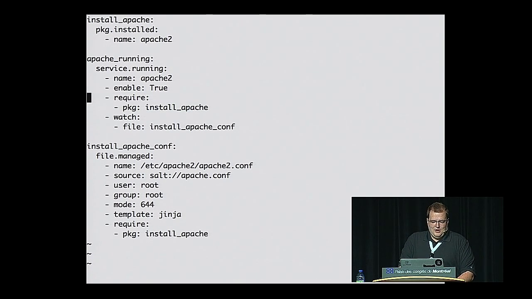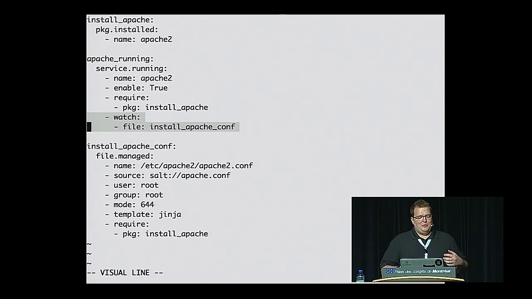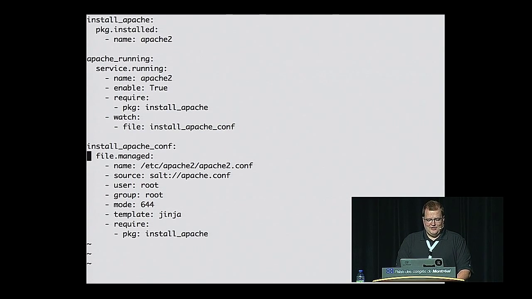And then this watch is a special requisite that I'm not going to talk about in too much detail, but the way it's used here means that it's actually watching this file down here that I'm going to talk about in just a minute. And if that file changes, it's going to actually restart Apache. So if you use a watch requisite with a service state like this, it will restart the service when changes are made. So that's super useful. So let's talk about this final state here, install Apache conf.